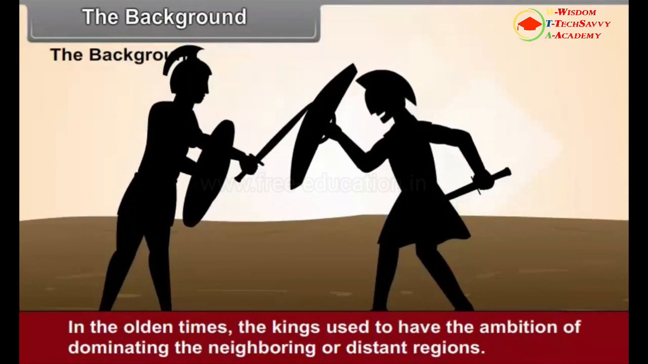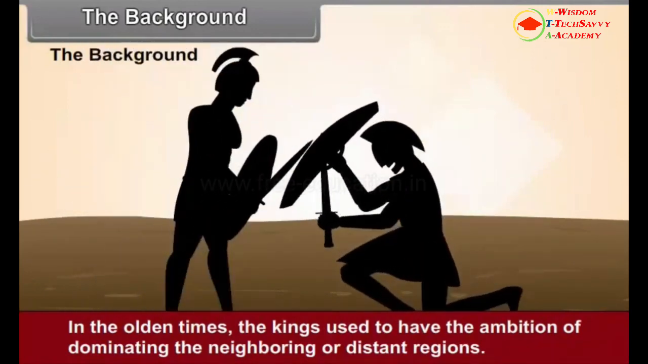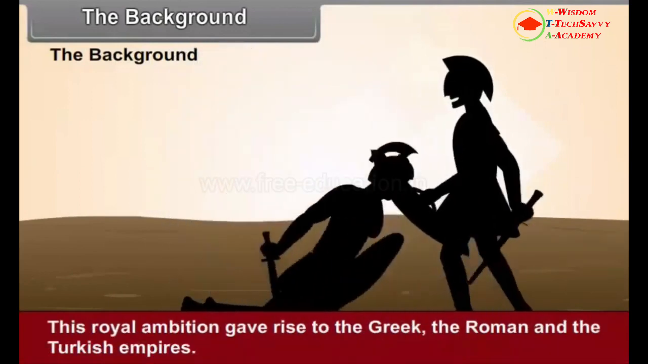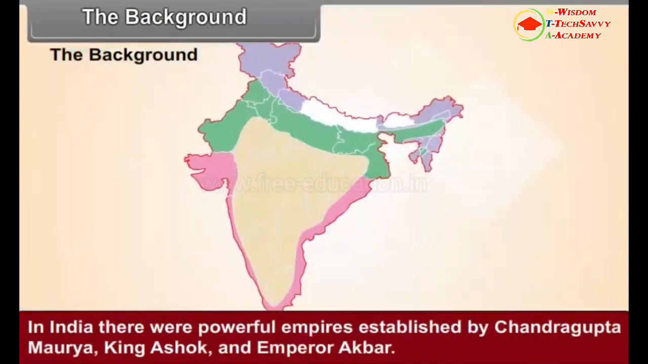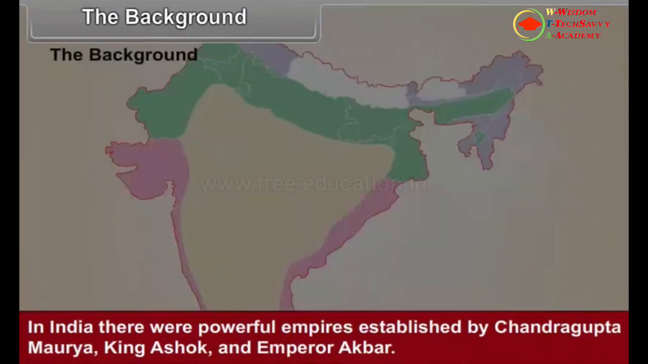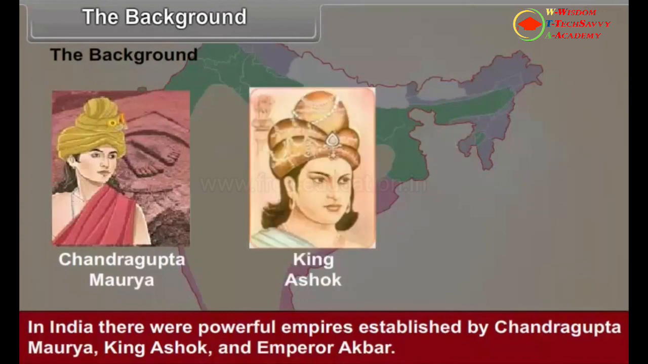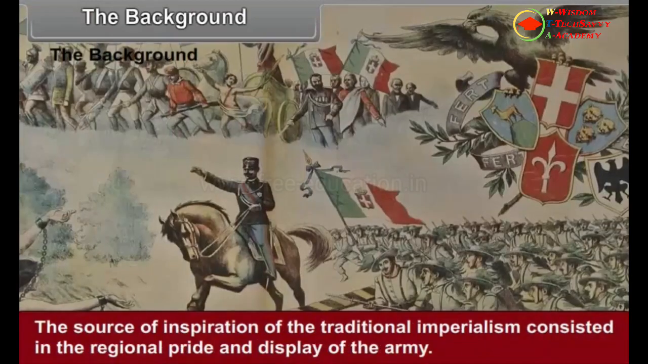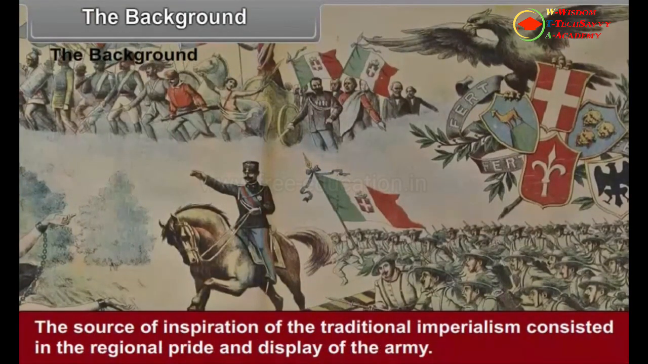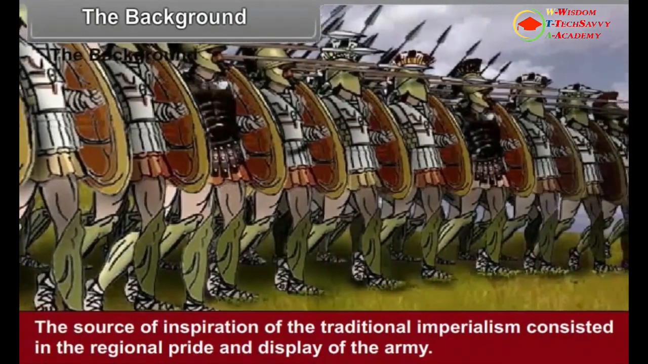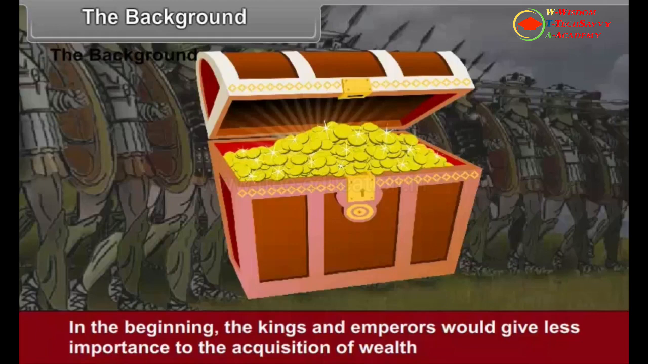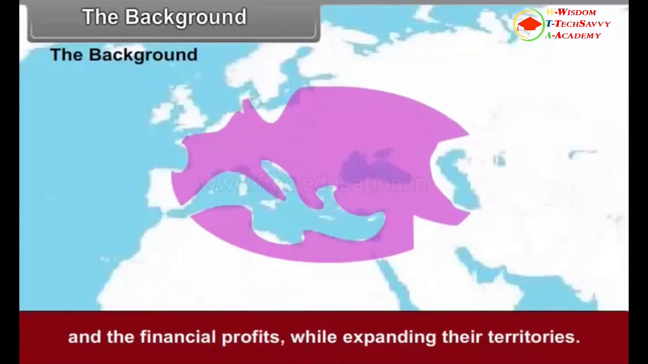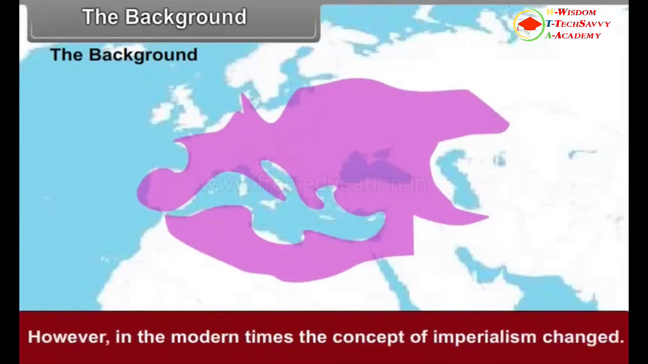In the olden times, kings used to have the ambition of dominating neighboring or distant regions. This royal ambition gave rise to the Greek, the Roman, and the Turkish empires. In India, there were powerful empires established by Chandragupta Maurya, King Ashoka, and Emperor Akbar. The source of inspiration of traditional imperialism consisted in regional pride and display of the army. In the beginning, the kings and emperors would give less importance to the acquisition of wealth and financial profits while expanding their territories. However, in modern times, the concept of imperialism changed.